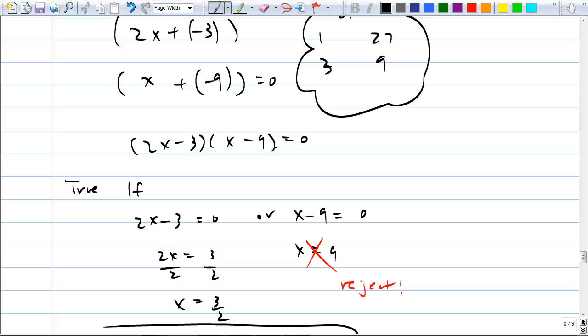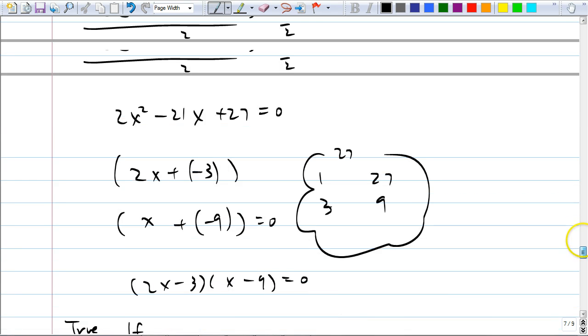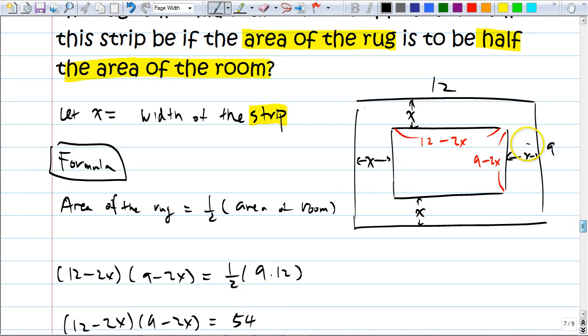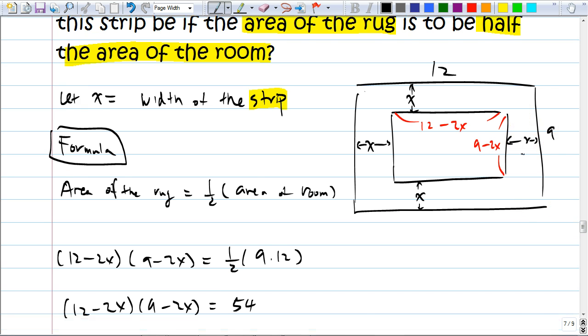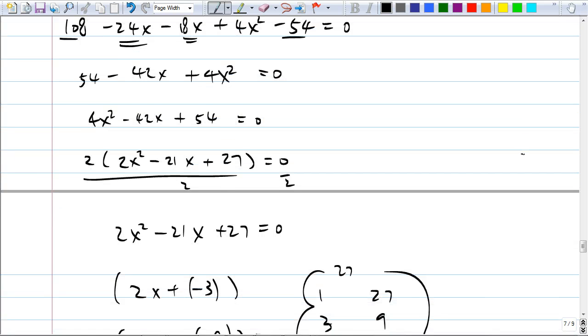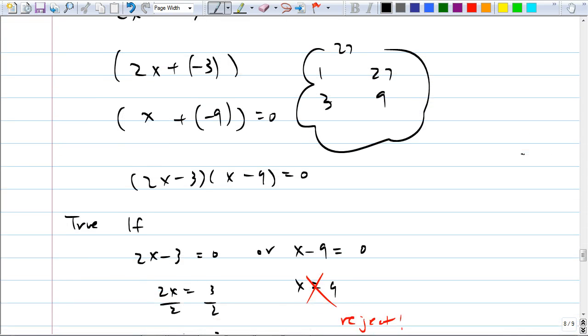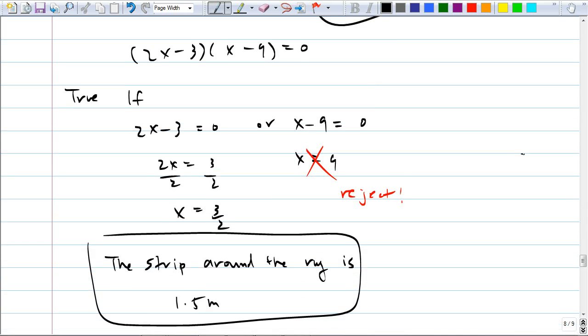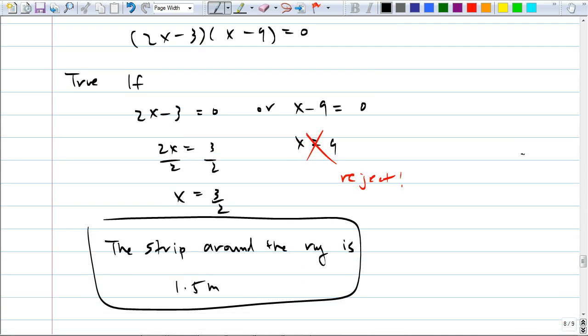Mimi? The width of the room is 9. Yeah, the width of the room is 9. How can the strip be 9 when the width of the room is 9? That's too big, right? It's impossible for the strip to be 9 if the width of the room is 9. Does that make sense? So be careful. Whenever you get these answers, you have to make sure they work and make sense. So therefore, the only solution that you get is what? 3 over 2. So the strip must be what? 1.5 meters. Does that make sense? Okay, any questions?